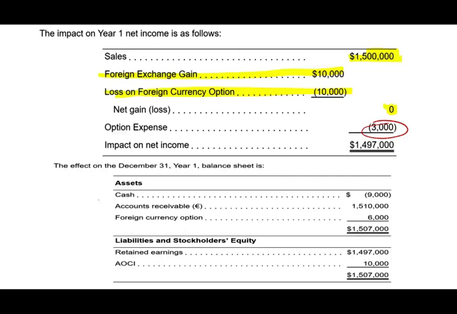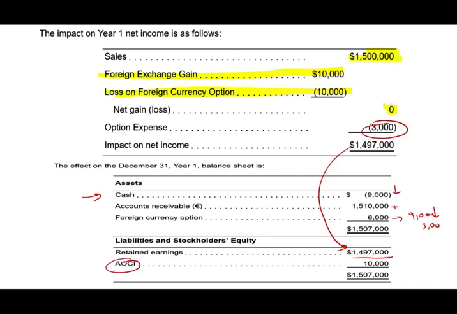On the balance sheet, here's the effect. We reduced cash by 9,000. This is obviously just showing you the change. Account receivable is up by 1,510. You have a foreign currency option. It was 9,000 when you started, then you reduced it by 3. Now it has a $6,000 value. Retained earnings is 1,497, which is net income. And you have an AOCI of $10,000. So those are the effects.